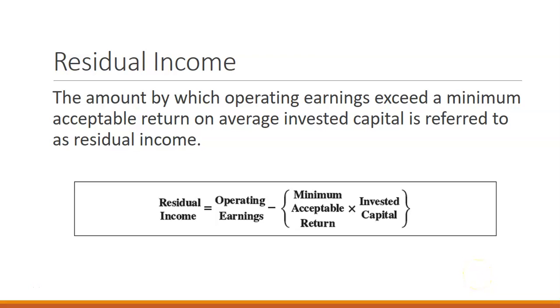Residual income is the amount by which operating earnings exceed a minimum acceptable return on average invested capital. So we calculate residual income by taking operating earnings minus minimum acceptable return times our invested capital. We'll look at an example on the next slide.